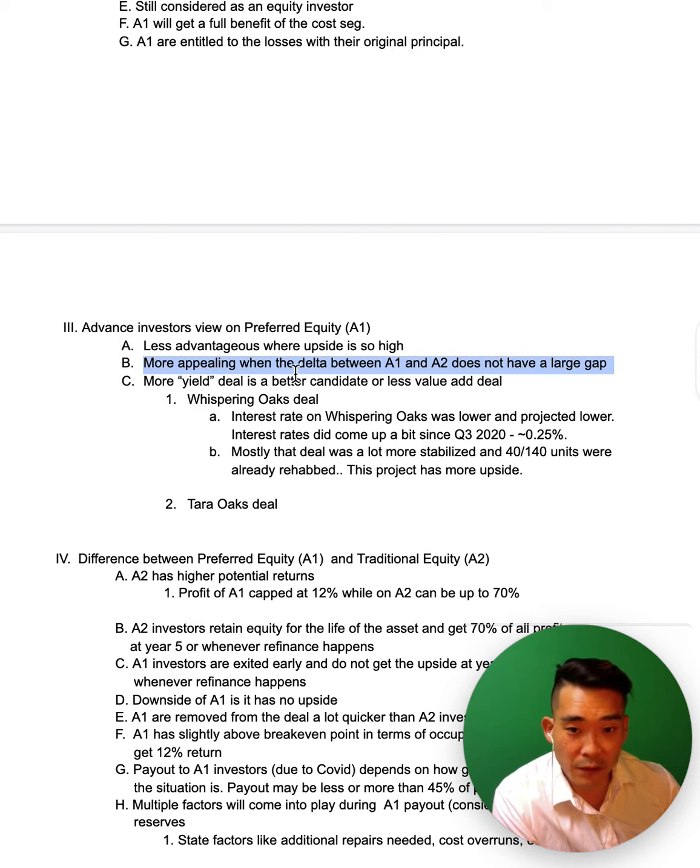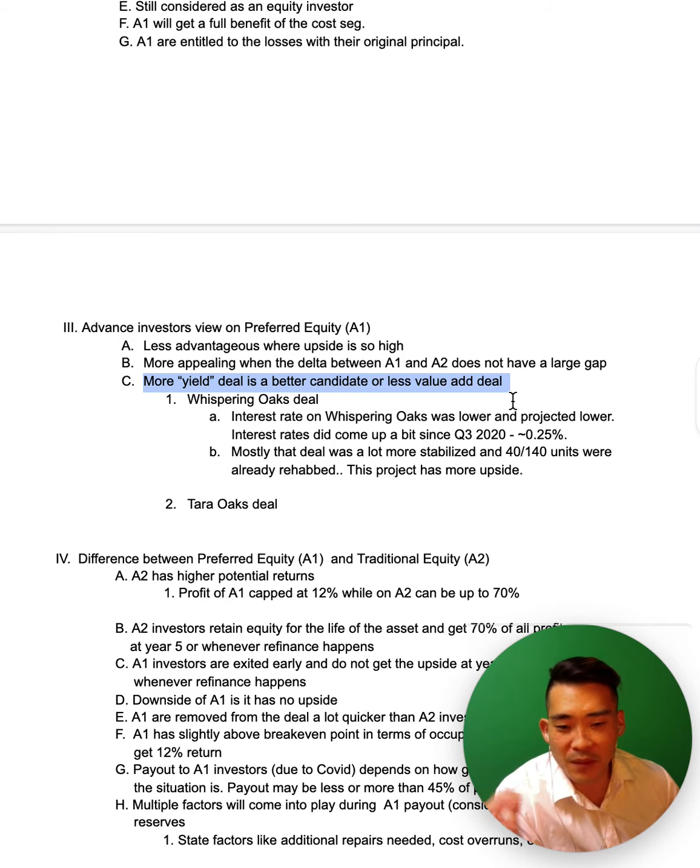So instead, in a different way, it might be more appealing when the A2 and the A1 do not have a large gap. And said in another way, the more yield the deal, the better candidate it is for pref equity. Whereas the more value add, the more potential pop there could be. I would do the pref equity less. But then again, it's just timing, right?